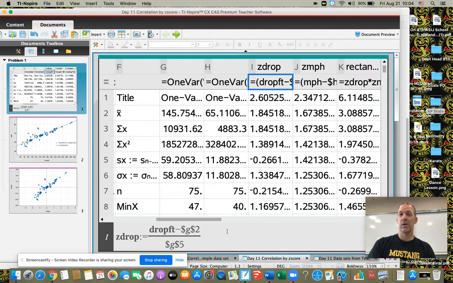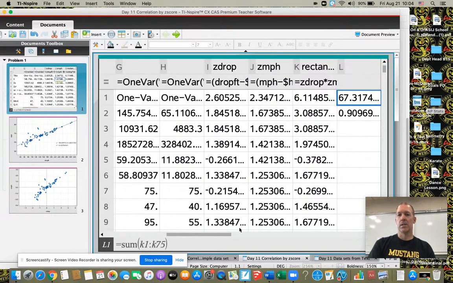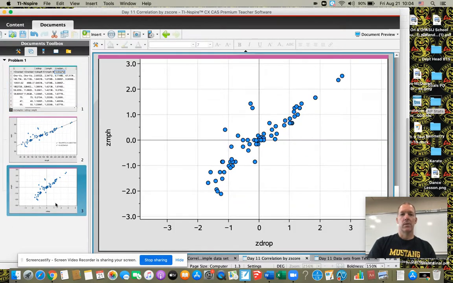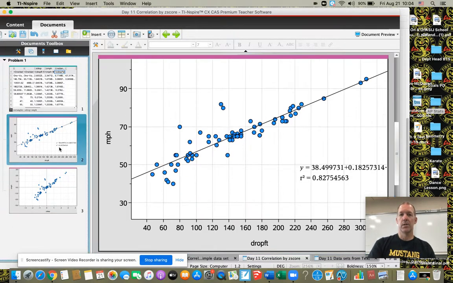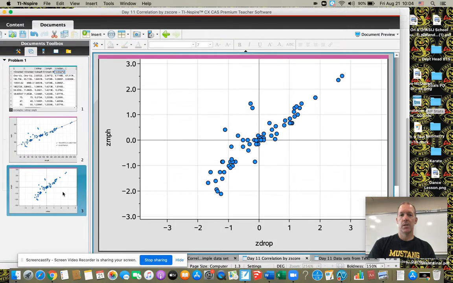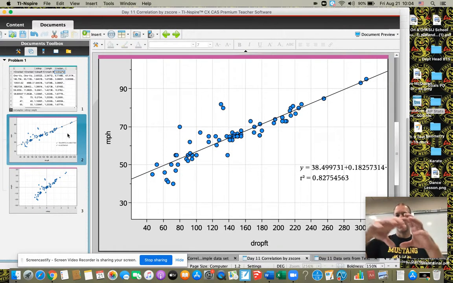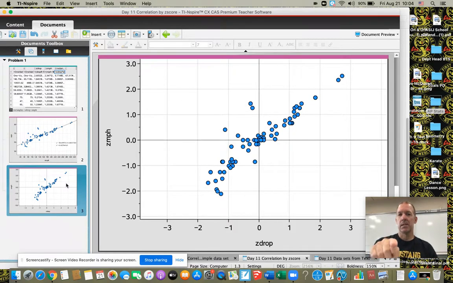So that's a z-score in the x direction. And then the z-score for the y direction, miles per hour, minus the mean divided by standard deviation. And I get a z-score for all those data points. I multiply those together to get rectangles. Right? So here's all my z-scores. Original data, z-scores. Notice the distribution and the pattern of the points are the same, but now my center is right at a z-score of 0, 0.